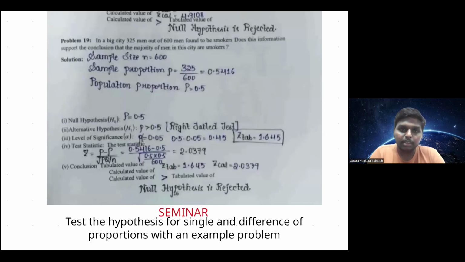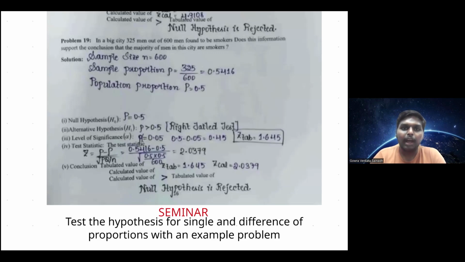Now let's check the second example of single proportion hypothesis test. In a big city, 325 men out of 600 men were found to be smokers. Does this information support the conclusion that the majority of men in the city are smokers? So here we got the information: sample size n is equal to 600 men in the city and sample proportion p is equal to 325 by 600, the men found to be smokers. So sample proportion we get 0.5416.